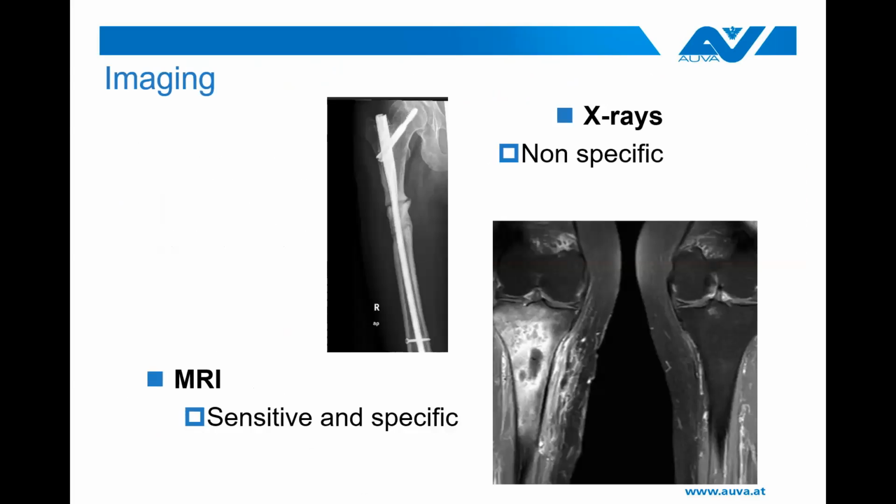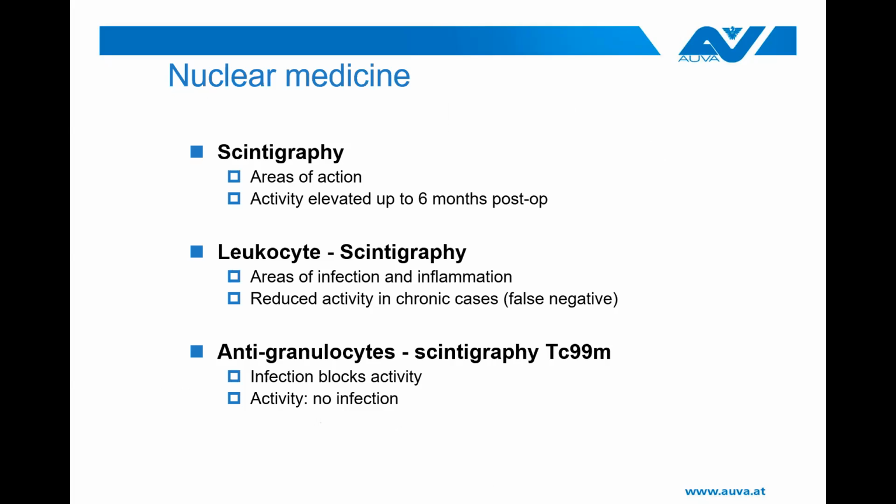You have imaging. You can use X-rays. It's quite non-specific because you can face non-union without any infection. You have MRI, which is very sensitive and specific, but still, can you be sure that this is an infected non-union? You can use nuclear medicine, and you have several tools to diagnose.